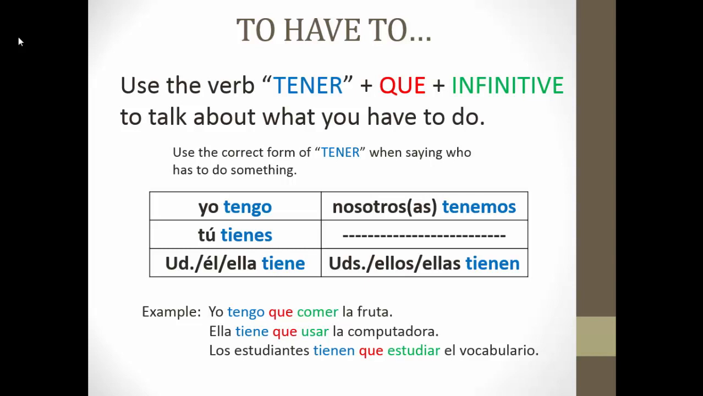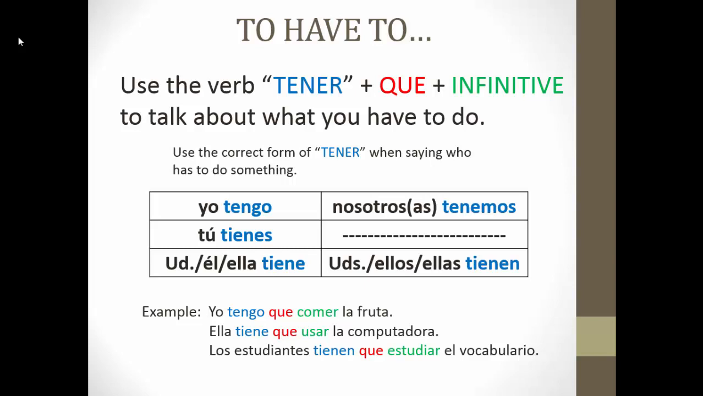The second sentence says, ella tiene que usar la computadora. Ella is the subject, therefore tiene is the correct form of tener. It has to be followed by the word que, and then we have to use the infinitive to say what it is she has to do. So, ella tiene que usar la computadora means she has to use the computer.